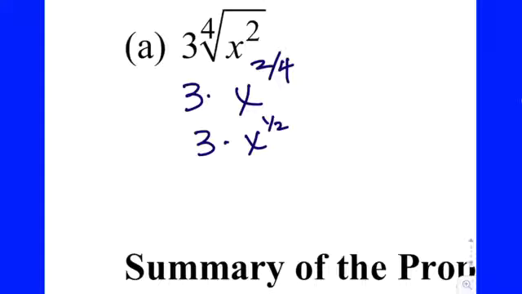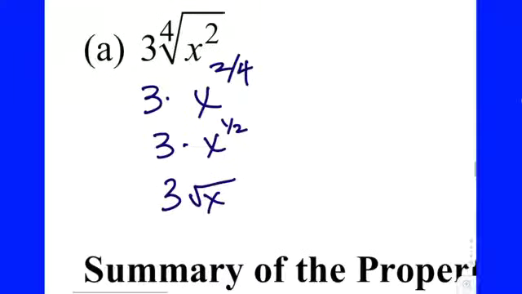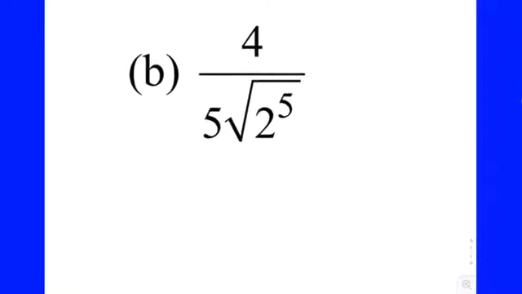So 3x to the 1/2 now becomes 3 times square root of x. There you go. So it turns out that the 4th root of x squared is the exact same thing as the square root of x. We didn't really know that maybe at first, but once we put it as a fractional exponent, it was obvious, all right? So there you go. There's a new strategy. If you see radicals, write them as fractional exponents. Letter B. All right.